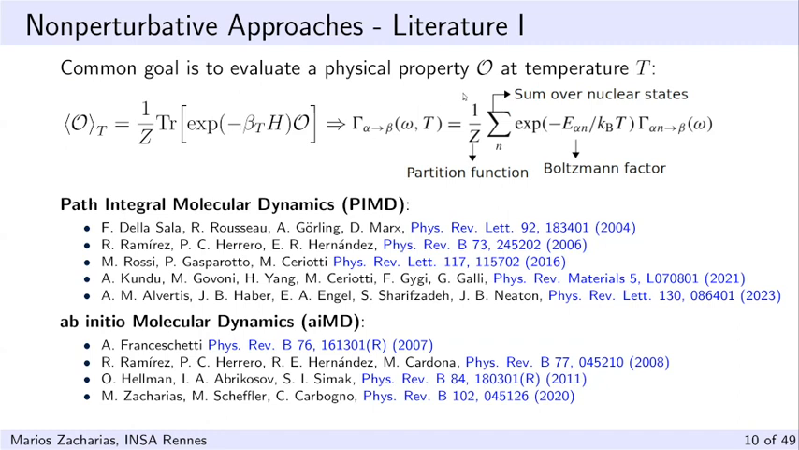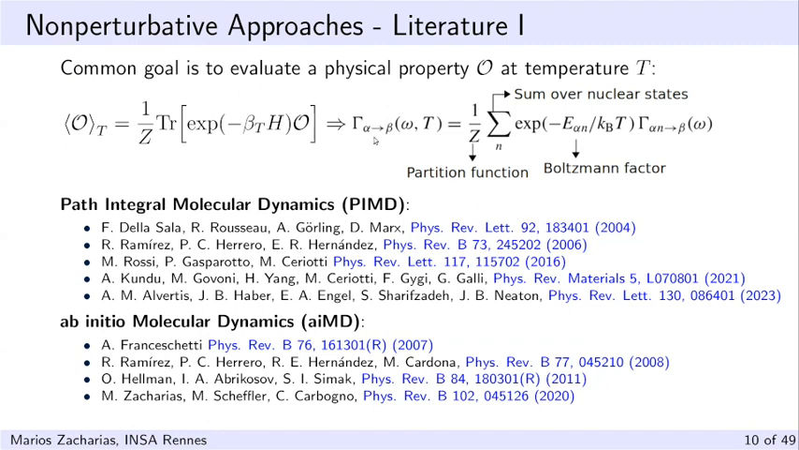If we replace, for example, the observable with the transition rate from an electronic state alpha to a final electronic state beta and expand the trace, we can write it as a summation over the initial nuclear states. And here we again use the standard Boltzmann factor at temperature T and Z is a partition function. So all these non-perturbative approaches are essentially attempting to evaluate this equation here.